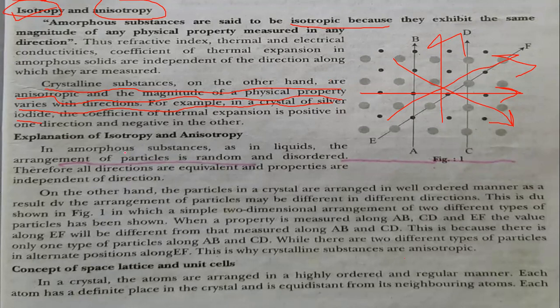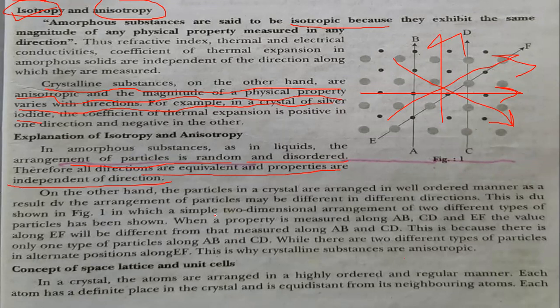Amorphous substances, as in liquids, have a random and distorted arrangement of particles. Therefore all directions are equivalent and have properties independent of the direction in which they are measured. So this is how an isotropic substance behaves.